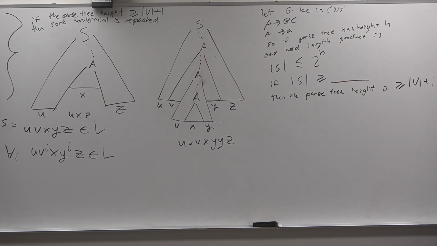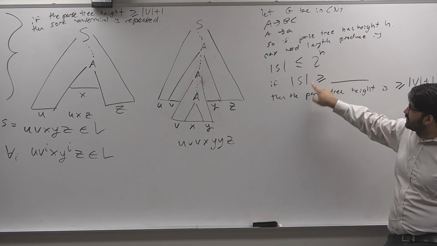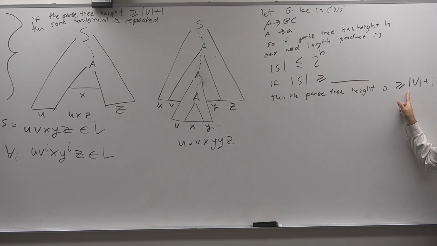What should the length of s be to guarantee that the height exceeds this? This is a tough one. At least I've worded it. If S is this short, then its tree height is at most this. So I'm saying if S is longer than something, its height must also be longer than something.